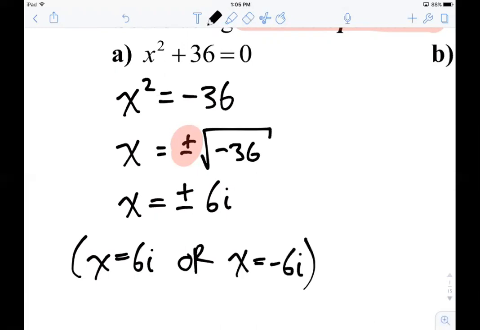And so that is technically true, but really all you need to write down is this version of it, because that's what the plus or minus symbol really means. It means you actually have two possible solutions. Let's try another one.